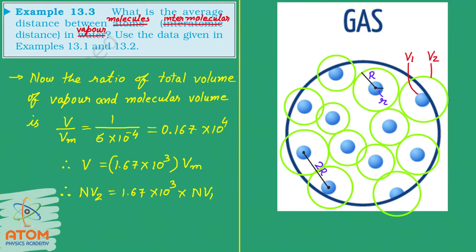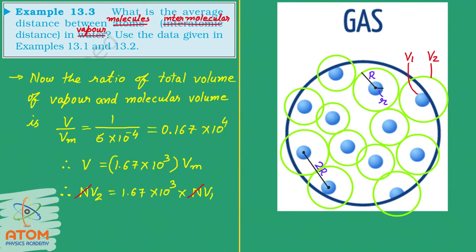Let me explain this. See, capital V is the total volume occupied by all the molecules. That means this total volume can be written as N times V2. And Vm is the molecular volume. That means it can be written as N times the volume of each molecule, that is V1. So Vm can be written as NV1. Alright. So here now this N will obviously cancel out. Remaining is V2, the volume occupied by one molecule.